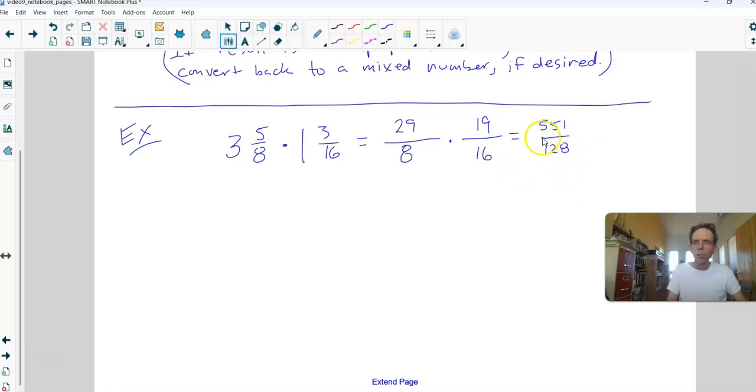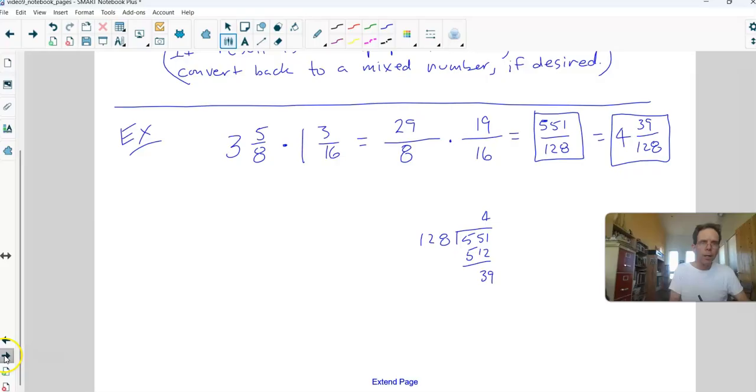551 over 128. There are no common factors here, but you might want to get a mixed number. If you divide 128 into 551, it'll go 4 times. Multiply, you get 512, and subtract, you get 39. So the mixed number representation is 4 and 39/128ths.